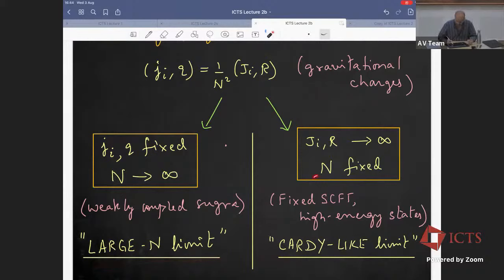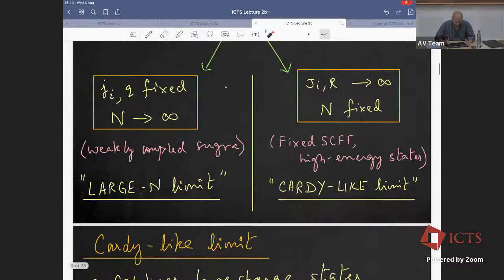Okay. But you could do another thing. You can fix n and just scale the charges to infinity. So that means you fix a theory, and then you look at very high energy or high charge states. And for that reason, it's called the Cardy-like limit.